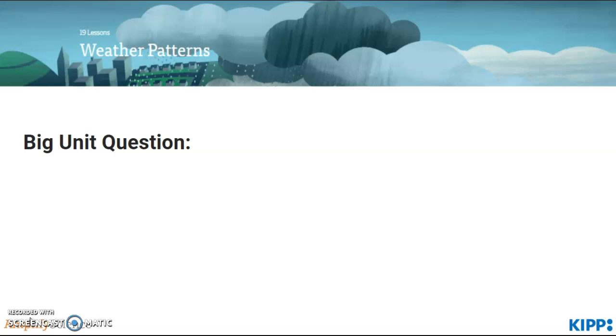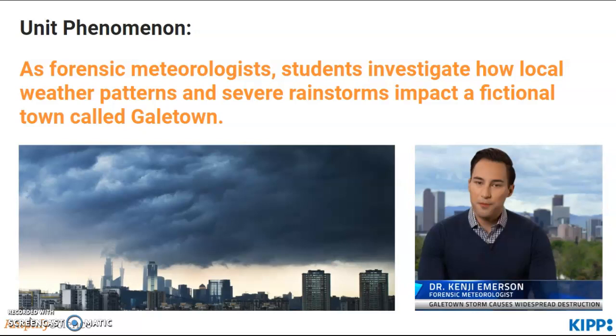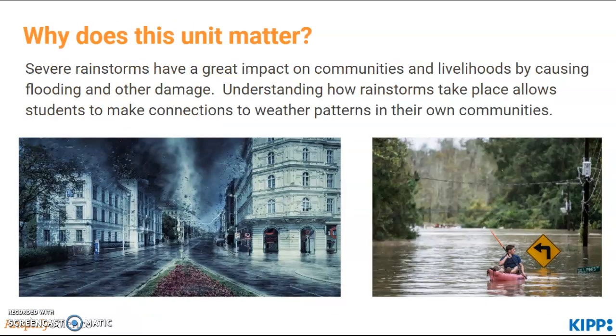The big unit question students will focus on is why do some rainstorms have more rain than others? To answer this question, students will take on the role of forensic meteorologists. They will investigate how local weather patterns and severe rainstorms impact a fictional town called Galetown, which serves as the anchor phenomenon for the unit. They investigate how water vapor, temperature, energy transfer, and wind influence local weather patterns and how these factors can lead to severe rainstorms.